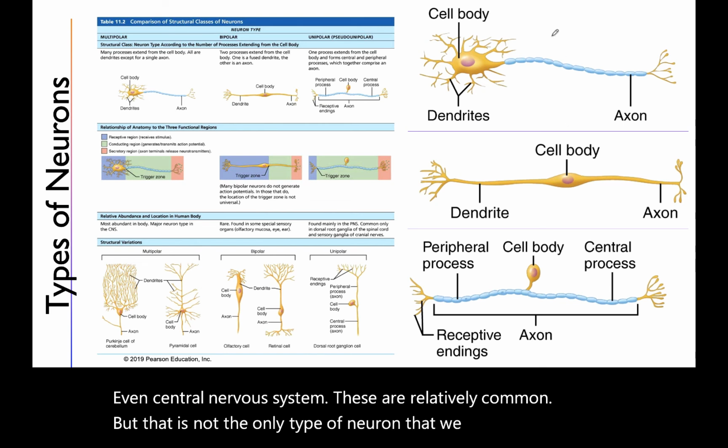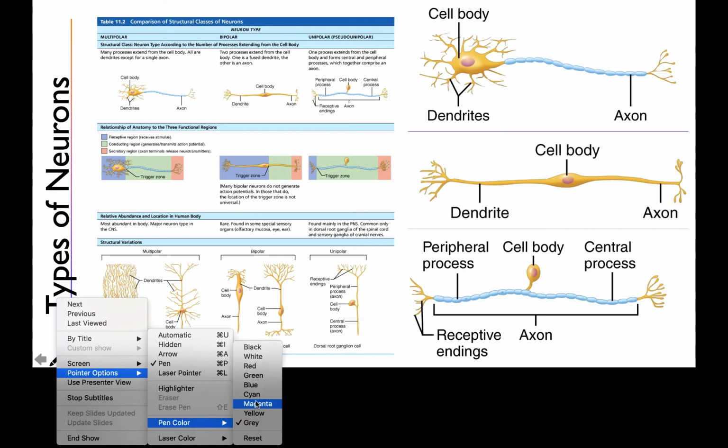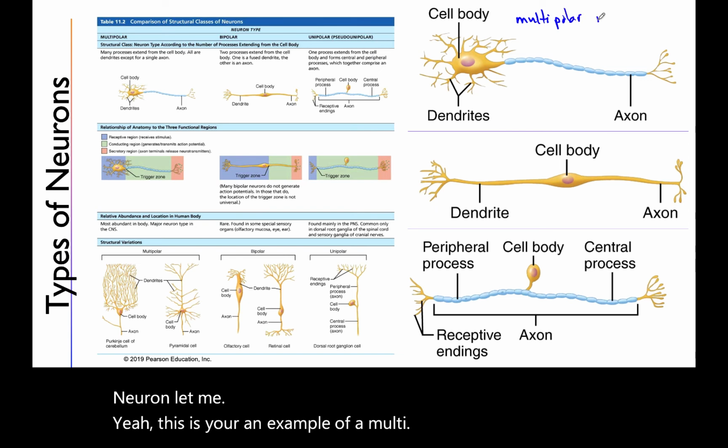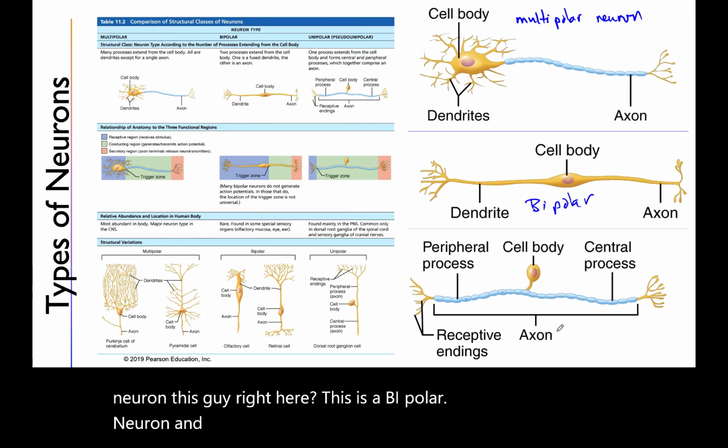And so here is your multipolar neuron. This is an example of a multipolar neuron. All right, this guy right here, this is a bipolar neuron. All right, and then this one right here is a unipolar neuron. All right, what's the difference?